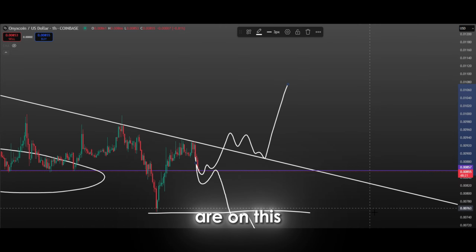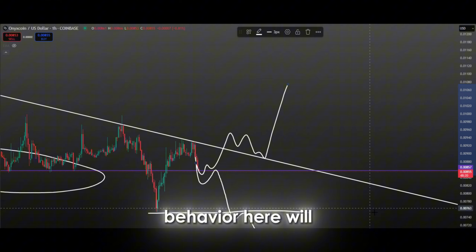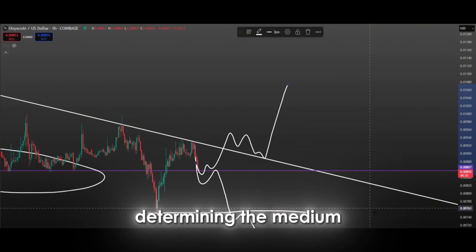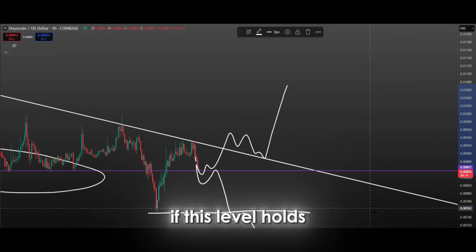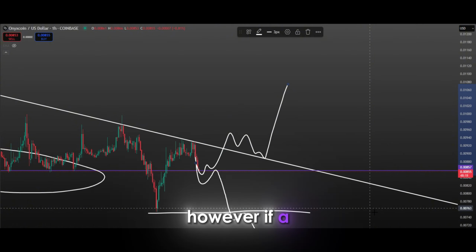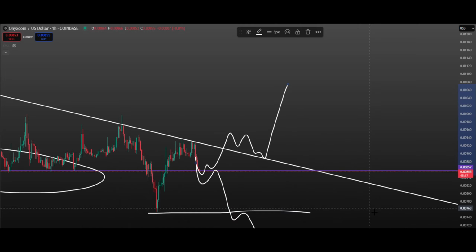Now all eyes are on this critical support zone, and the price behavior here will be crucial not only for the short term, but also for determining the medium-term direction. If this level holds, we could see a positive reversal in the technical outlook, and the price may gain strong upward momentum. However, if a breakdown occurs, the price may enter a search for new lows, and the bearish trend could accelerate once again.